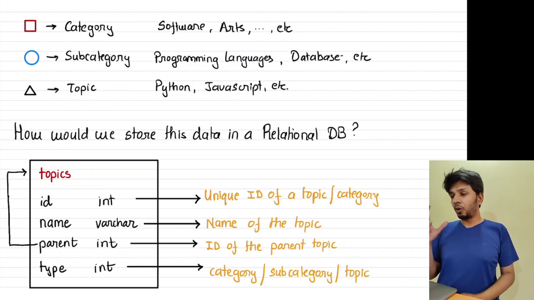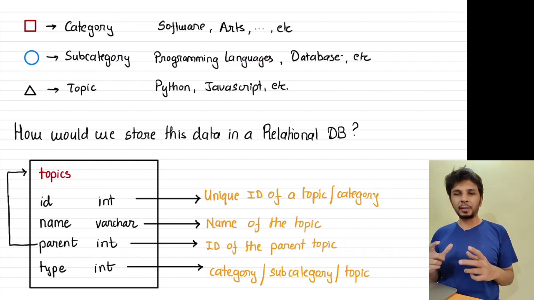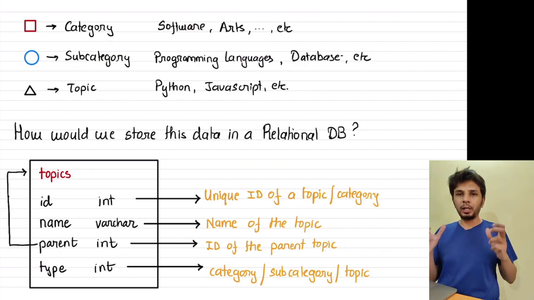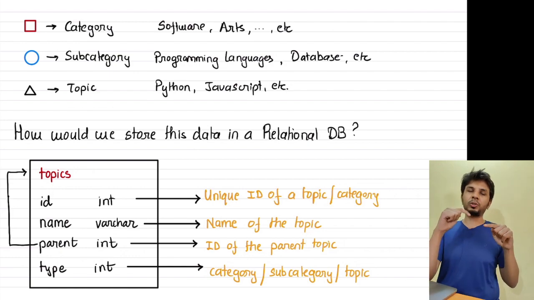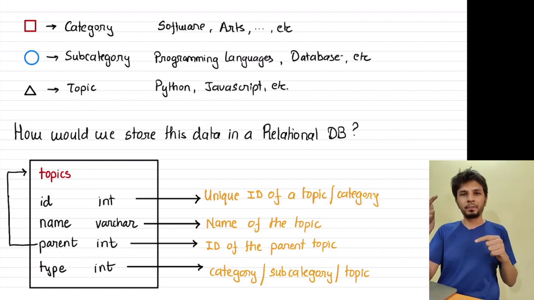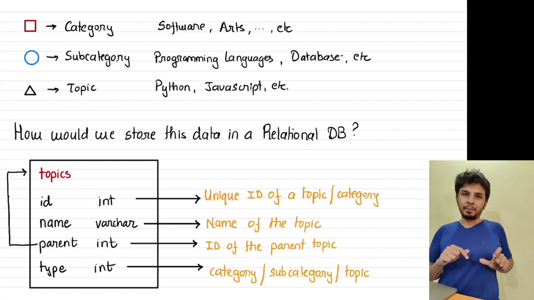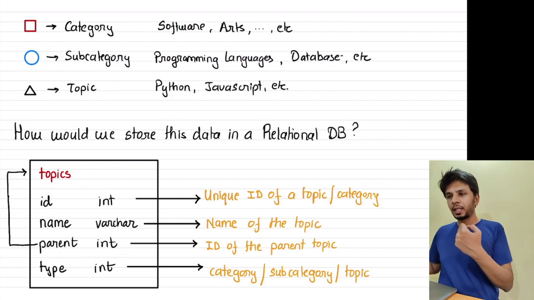So if we would want to store this kind of structure into a relational database, we would need just one table to hold this up. Let's call the table topics. It would have an ID, a name, a parent ID. This parent ID would point to the same table. It would have a foreign key pointing to the same table, so that we can maintain a parent pointer. And we'll have type. The type would store if it is a category or a subcategory or a topic, right?